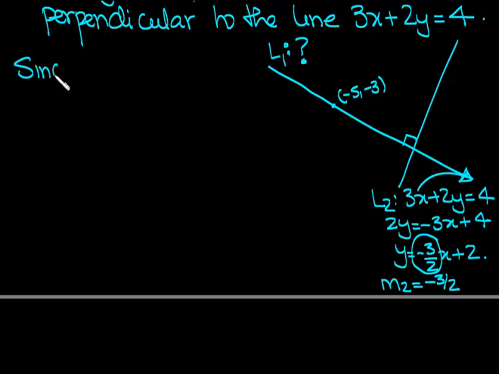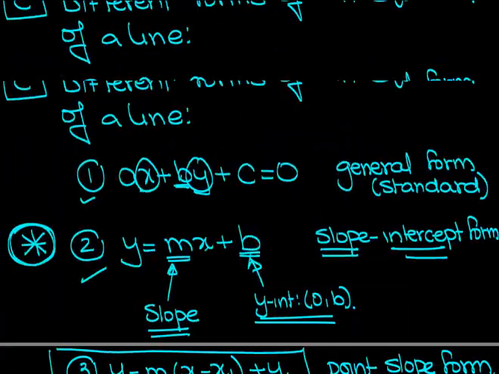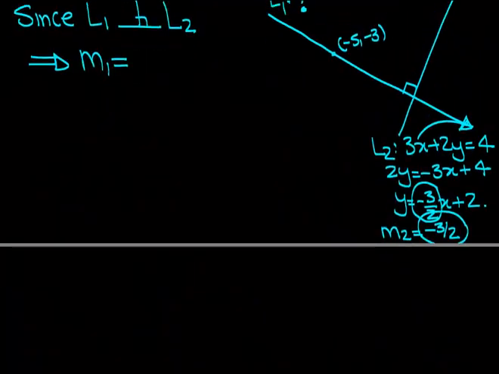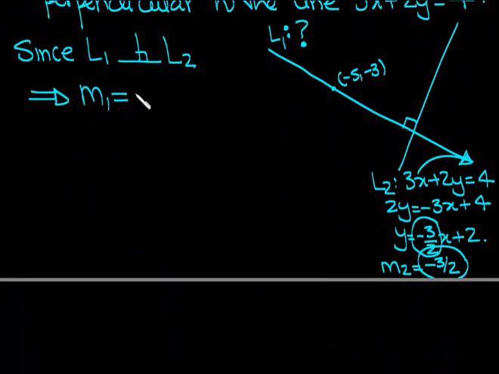Since L1 is perpendicular to L2, this implies that the slope of that first line that we are looking for is going to be what? You multiply this by a negative because that's what it tells me to do. Multiply by a negative and you just flip that slope. So if I flip it, what do I get? When I multiply it by a negative, it will become a positive, and then when you flip it, you get 2/3. So that is the slope of the first line that you're looking for.